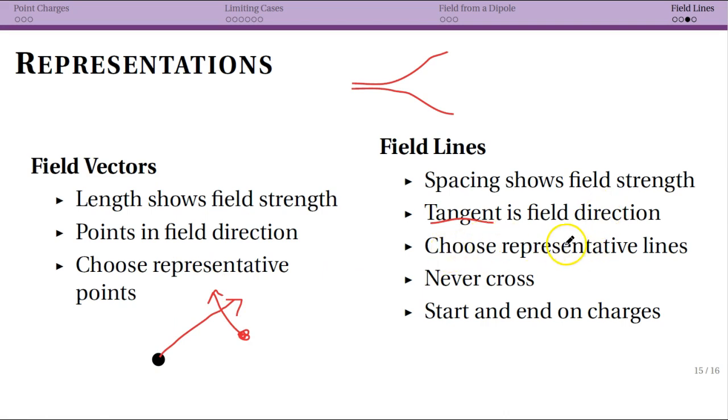Now, for field lines, you have to just pick some representative lines. And again, make sure to not just start them or end them in the middle of your page. They either can end or begin at the edge of your page, the edge of your picture, or on charges. These can never cross. Again, vectors can cross because they told you about a spot. But field lines can't ever cross because that would imply that they're going in different directions at the same spot in space. So that doesn't make any sense. And again, make sure they start and end on charges or at the edge of your picture.